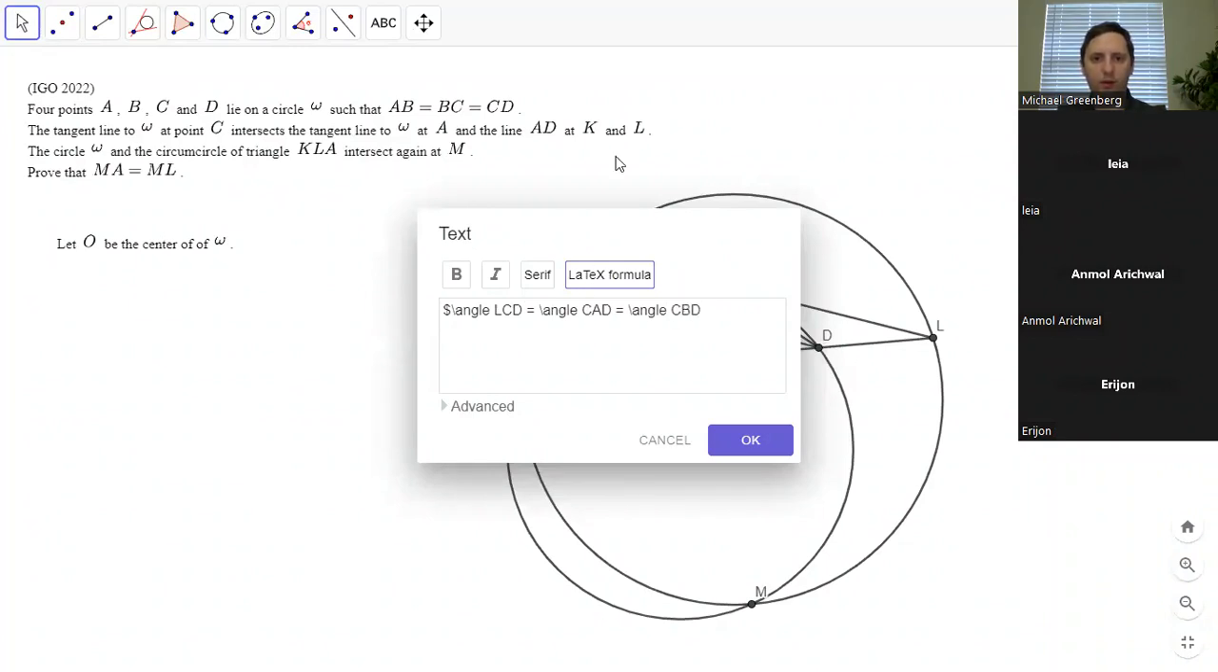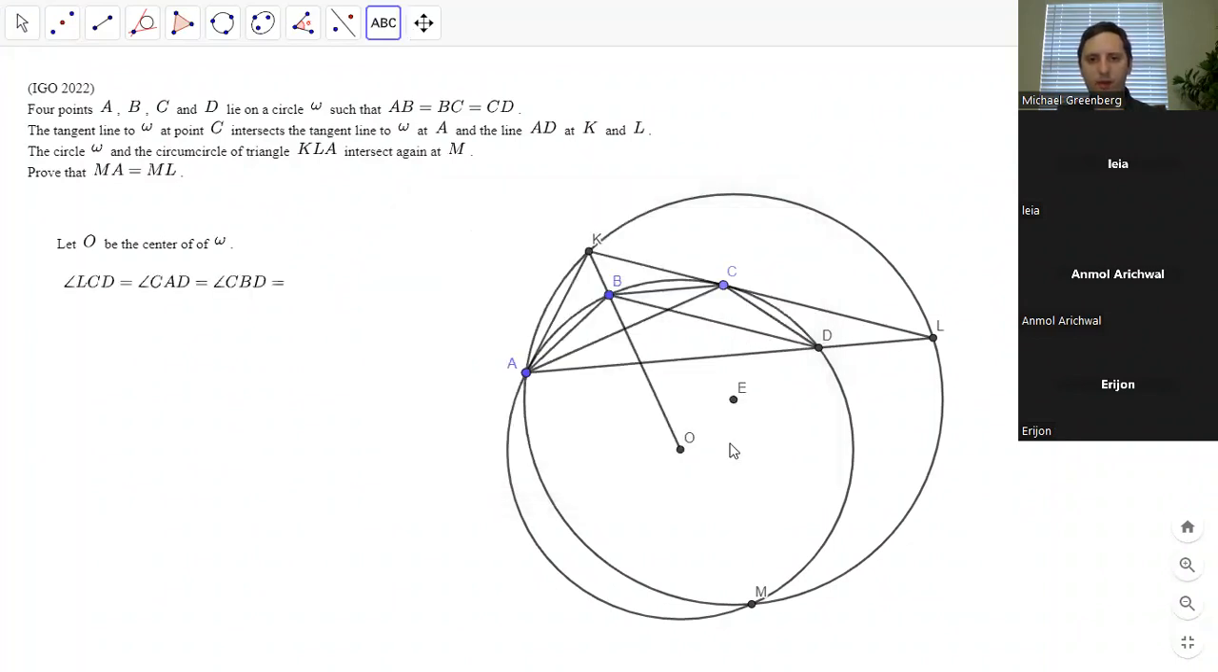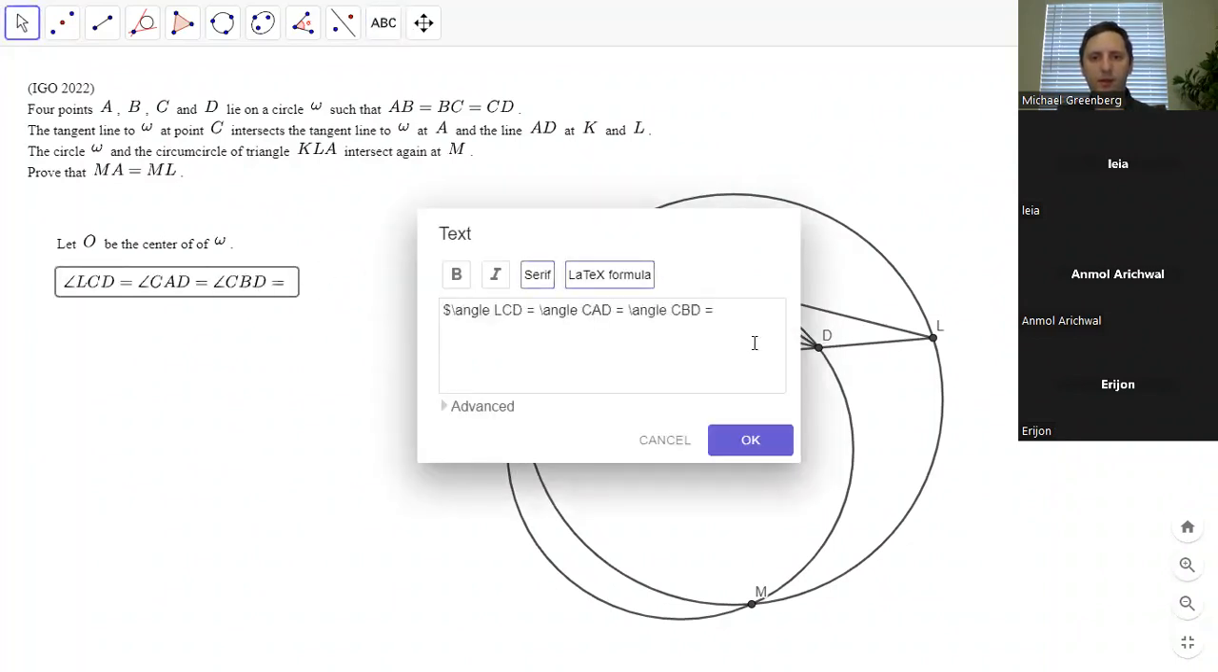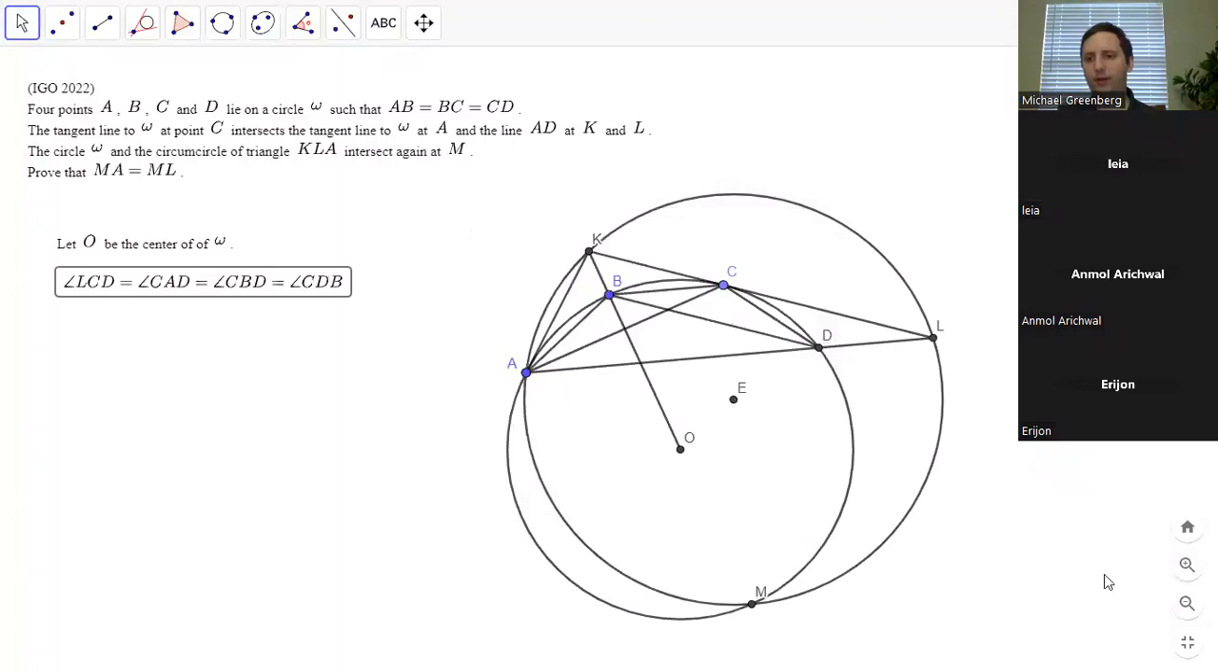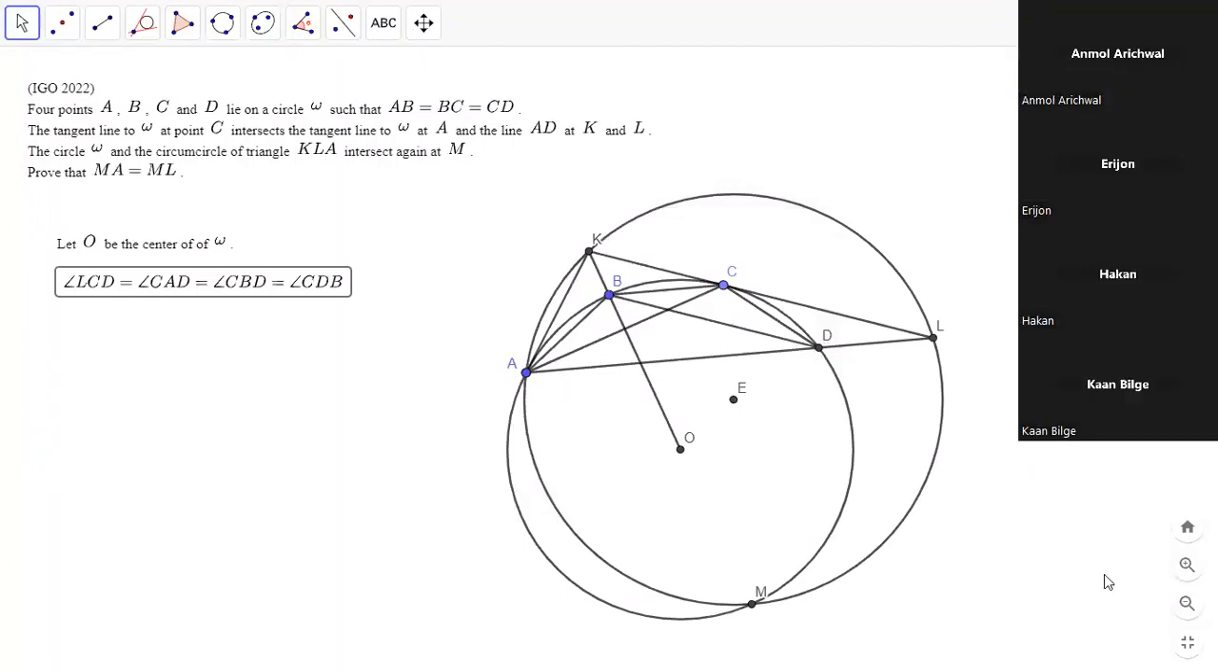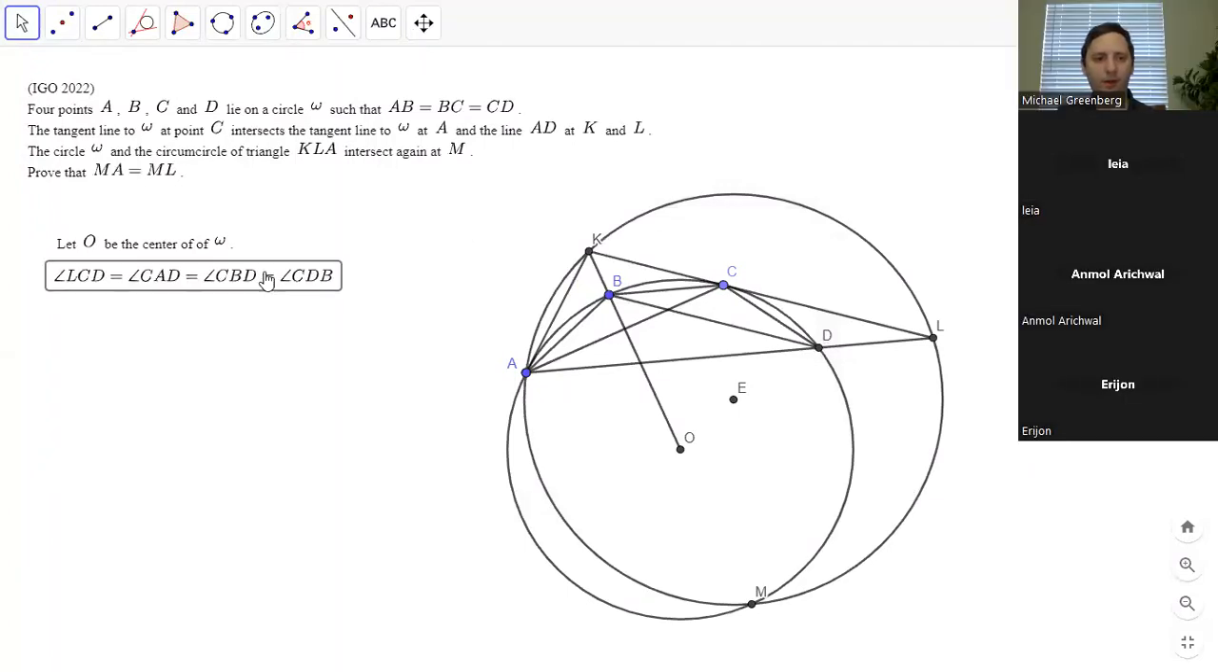All right, looks like Khan is joining. And so CBD is CDB. All right, thanks for joining, Urijan and Khan. Yeah, we have a good number of people already. So I guess the World Cup didn't stop us.